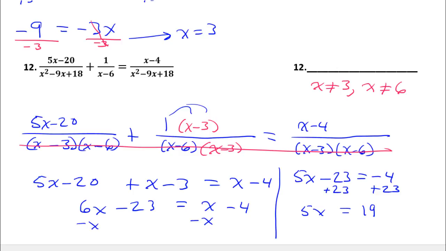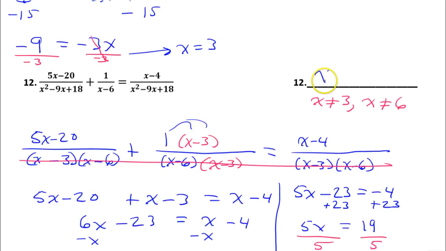So now if I divide both sides by 5, I get 19 over 5. Just leave it as a fraction. Don't give me the decimal, please. So the answer is x equals 19 over 5. And that is not one of the excluded values, so that is the final answer.